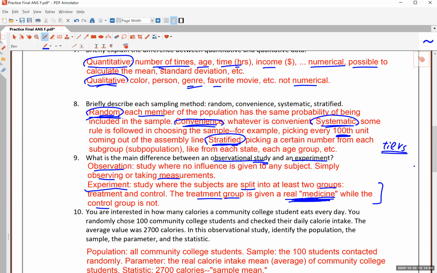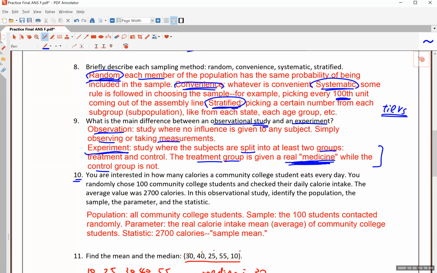Hopefully that clarifies the difference between an experiment and an observational study. Number 10. By the way, I should mention one more thing here. There is a third type of study, and that's called case-controlled. A case-controlled study is sort of in between observational and the experiment. This is a study in which the researchers do not actually influence the subjects, but they do use 2 or more clearly divided or split groups.